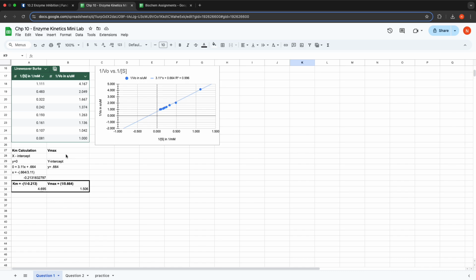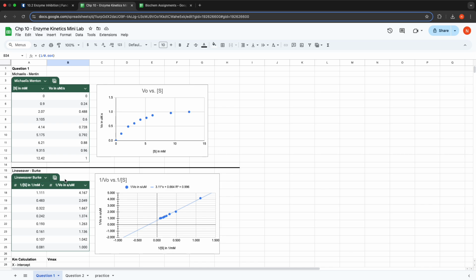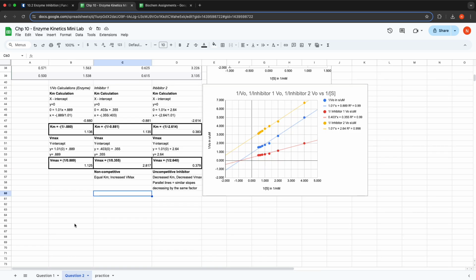For Vmax, we know we ultimately just need to find the y-intercept. So if we set x to 0 here, that 3.11 cancels out. We know that the y-intercept is ultimately 0.664. To solve for Vmax, we do the reciprocal, 1 over 0.664, and we find that our Vmax is 1.506. So that is the data for question 1.